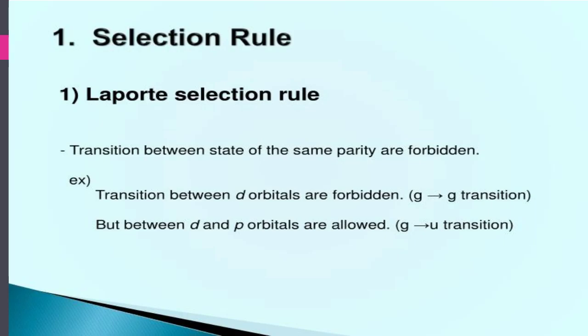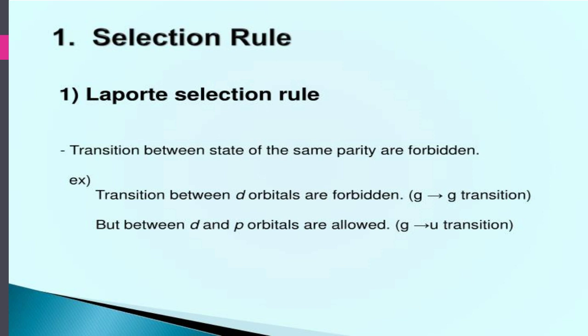When UV-visible light is incident on coordination compounds, there is a possibility of promotion of an electron from its ground state to the excited states. If the transition needs to occur from the ground state to the excited state, it should obey certain rules. These rules are called selection rules.